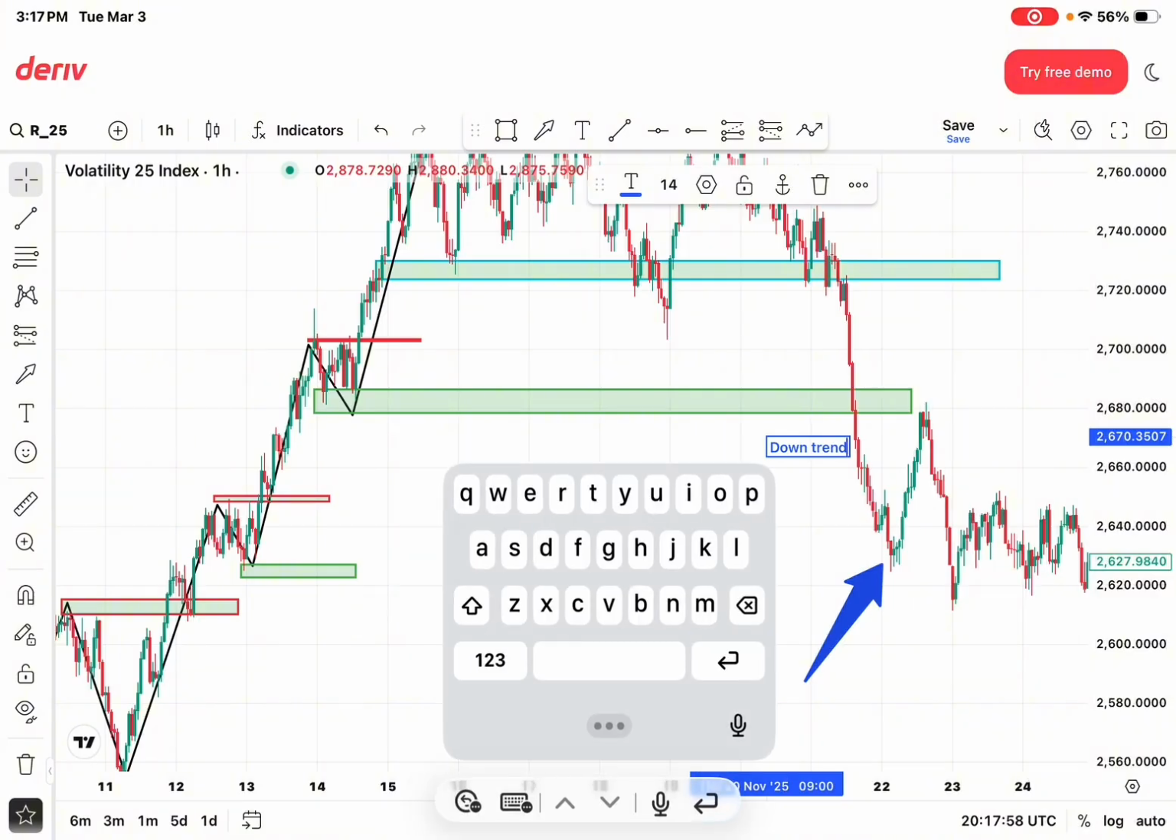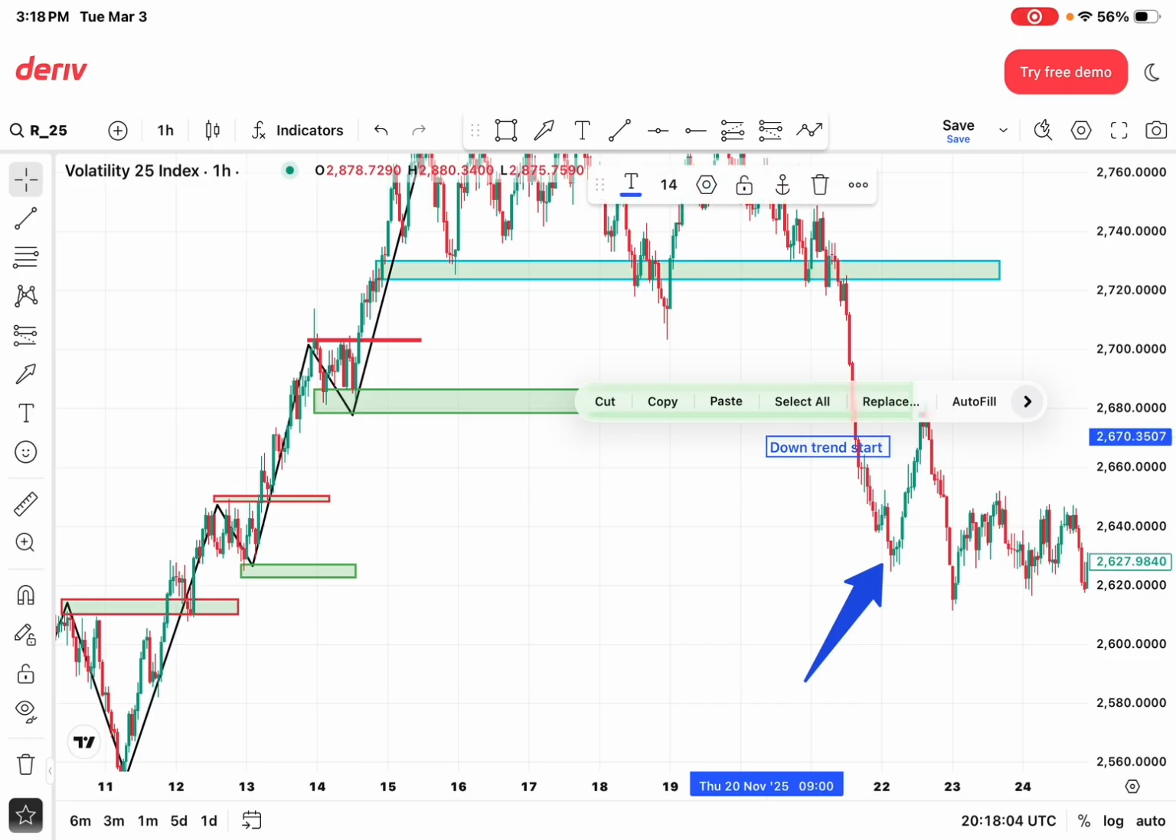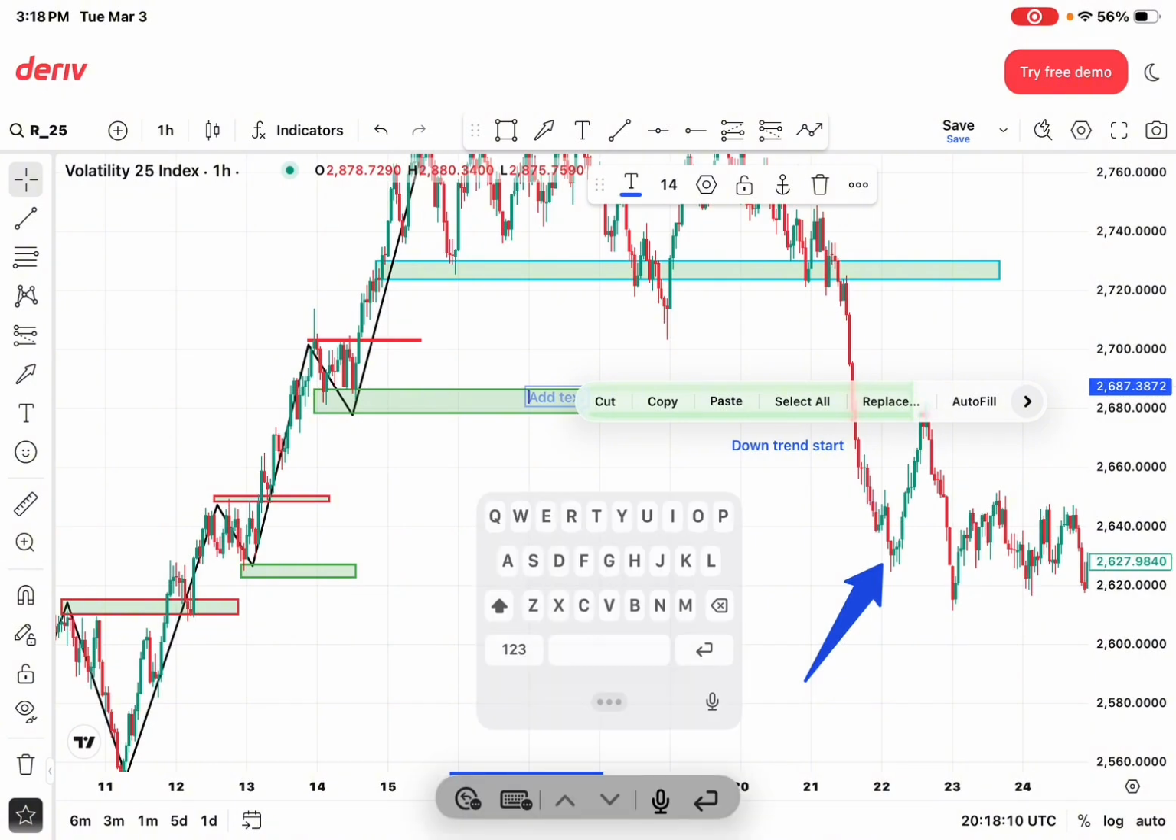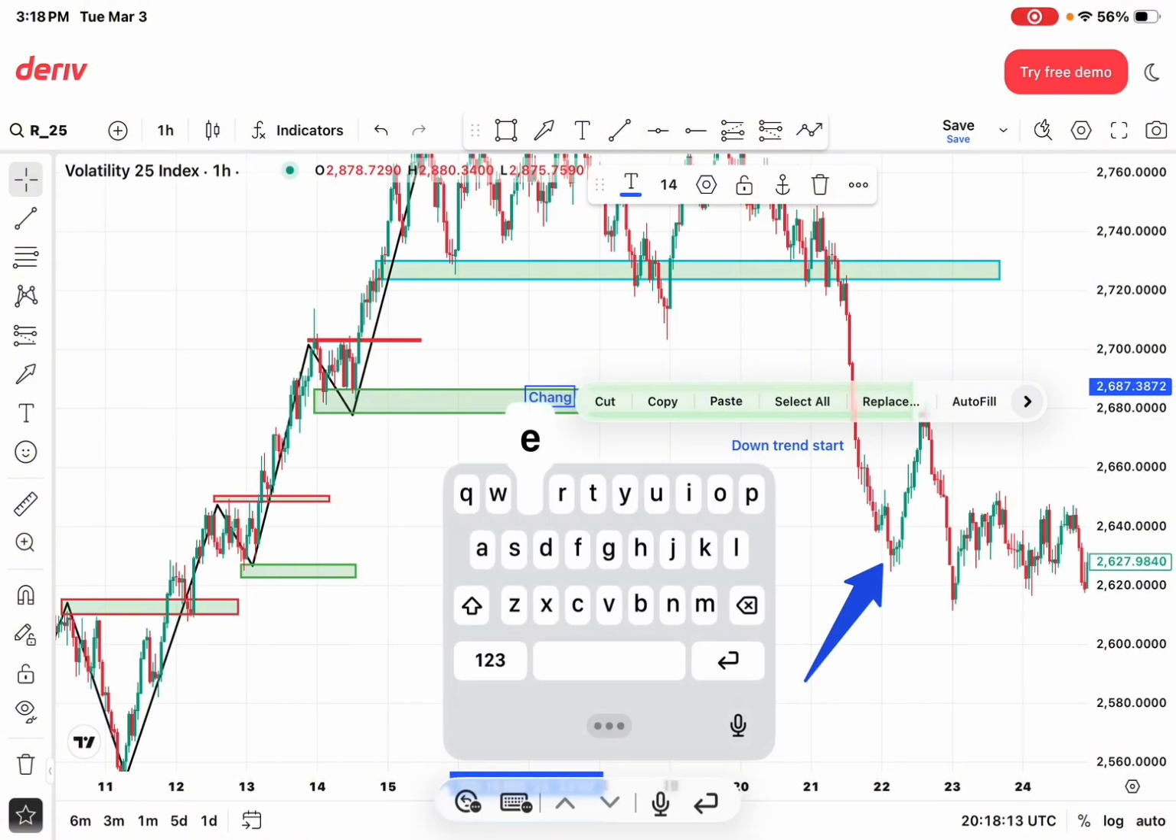Downtrend starts right here. So right where we have the what? The change of character. Remember that? The change of character.